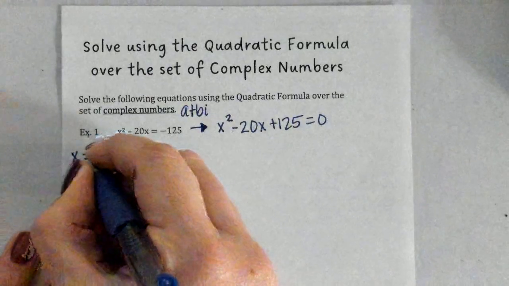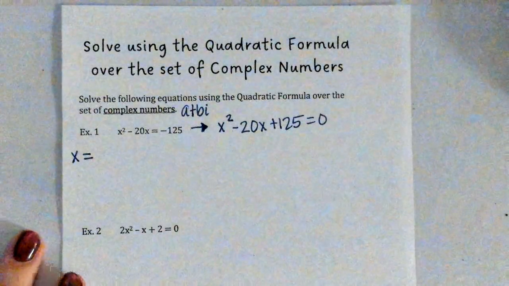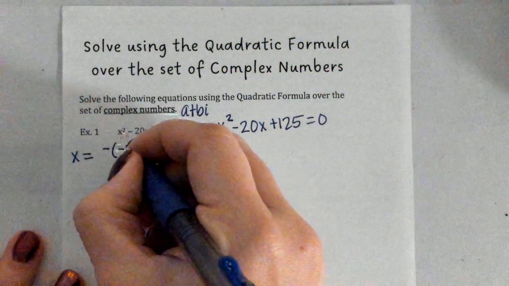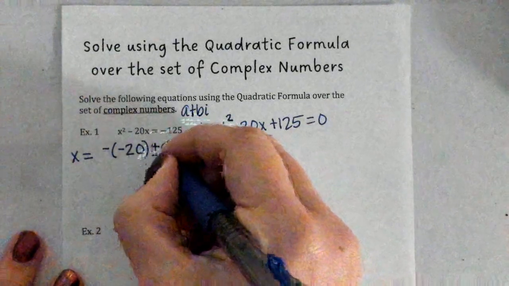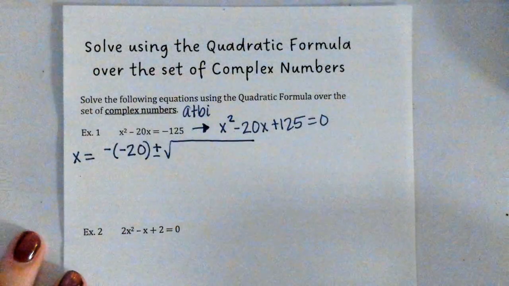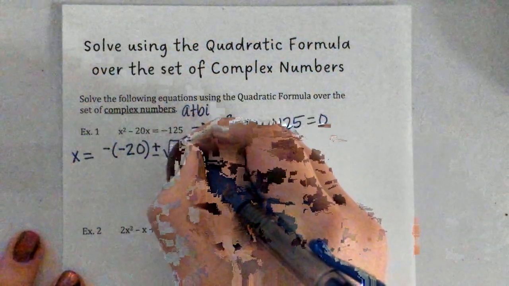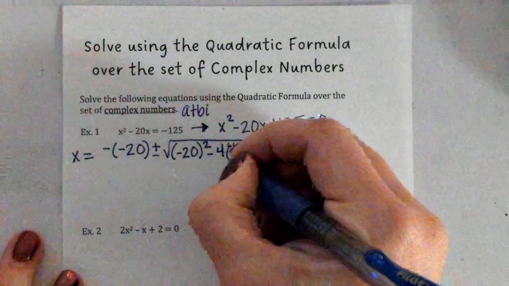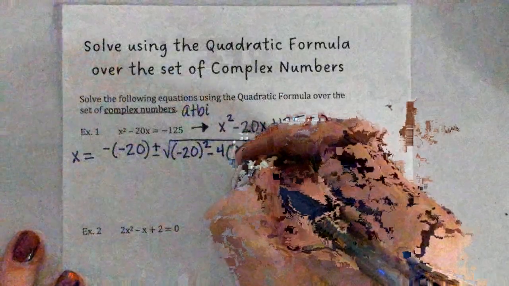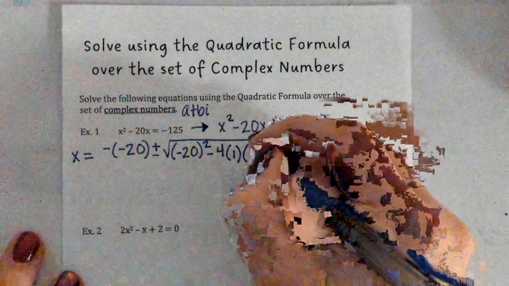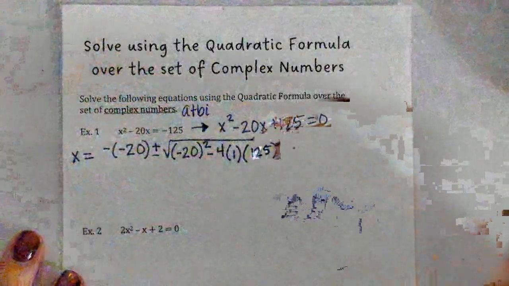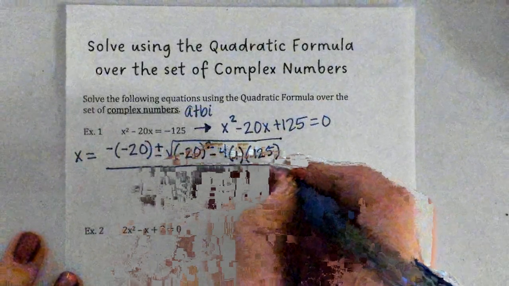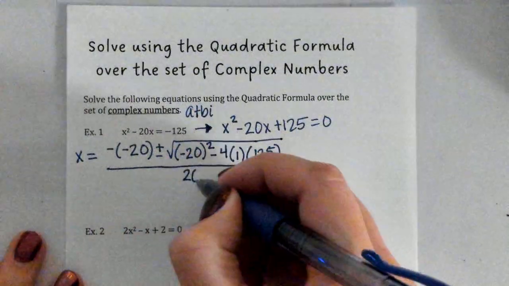So x equals, because that's a formula, right? Opposite b. What's b? Negative 20. So negative 20 plus or minus square root of b squared, so negative 20 squared, minus 4 times a, which is 1, times c, which is 125. Oop, my square root wasn't long enough, so got to fix that. And all of this is going to be over 2a, so 2 times 1.